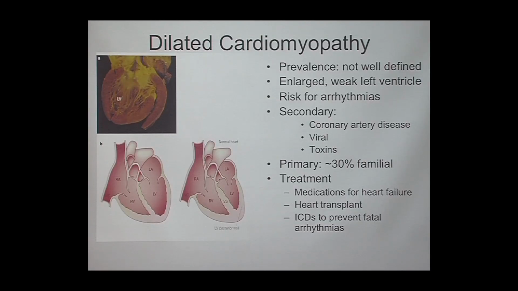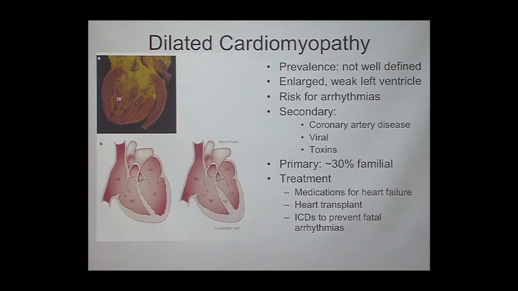Another form of cardiomyopathy that can really either be inherited or somewhat acquired is dilated cardiomyopathy. We don't have a good understanding of how common this is. With hypertrophic cardiomyopathy, it affects about 1 in 500 people in the general population, which, if you think about it, is really pretty common. Dilated cardiomyopathy, it's unclear. It may affect just as many.